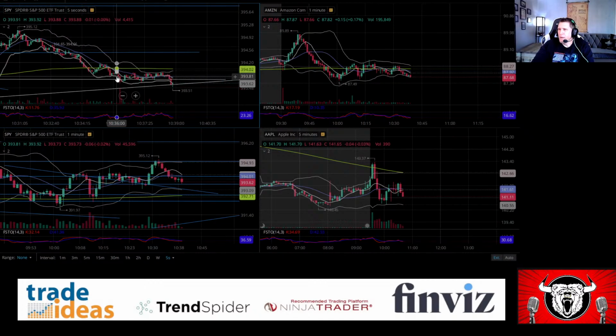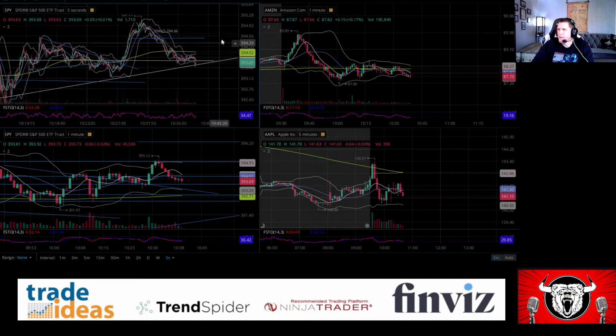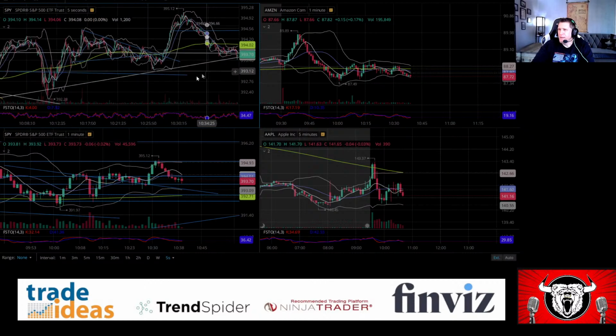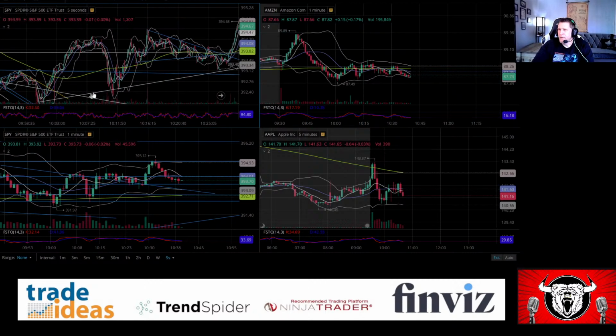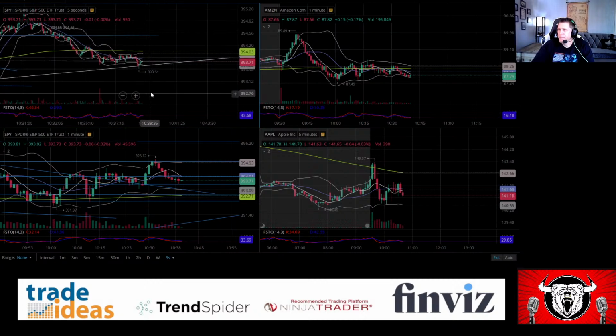All right, we broke down. Key support is failing right here on a 5-second chart, but there's still angular right here. This is sideways, and that angular comes all the way back from here. There are trades you can take. You just gotta wait for the right setup.